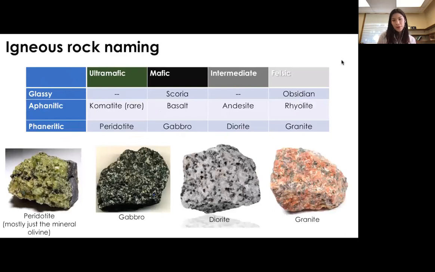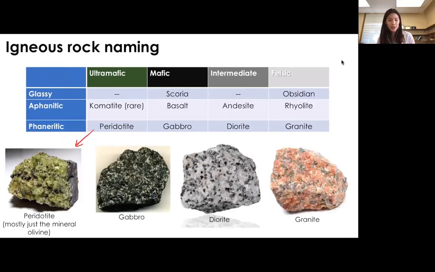When we look at the coarse-grained rocks, we're going to see similar patterns. So the coarse-grained rocks are common in all four compositions. Under ultramafic rocks, this is going to form mostly in the mantle. We see peridotite. So this is mostly formed of the mineral olivine. And it's pretty much just a mass of olivine. And that's going to be very green.